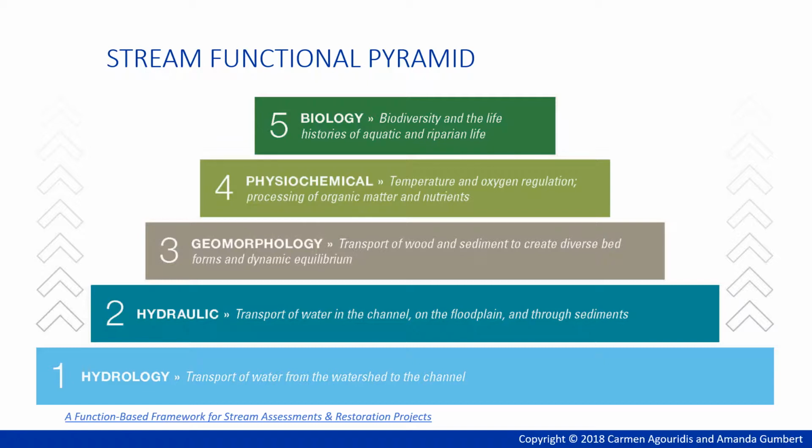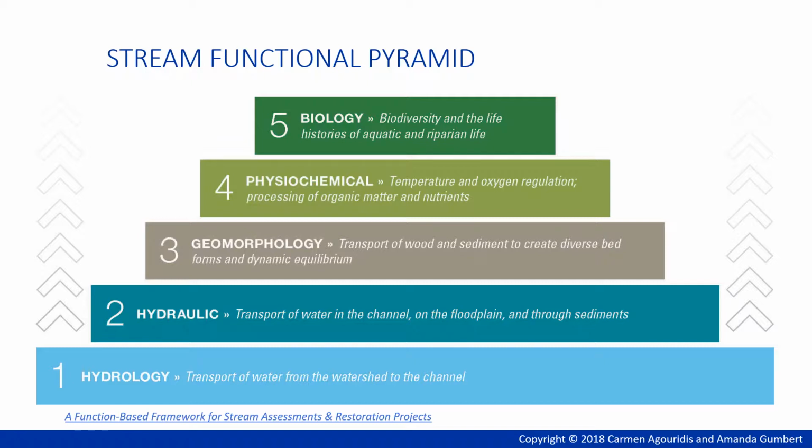Geomorphology focuses on how the earth is shaped by the movement of water, more specifically, how water movement shapes the channel. The fourth tier is physiochemical. Physiochemical refers to water quality aspects such as temperature, dissolved oxygen, and nutrients. The fifth and final tier is biology. The biological health of a stream is reflected in the types and number of species present in the stream.